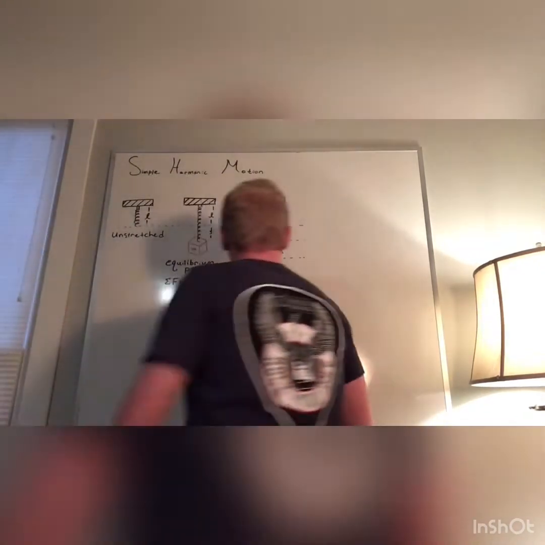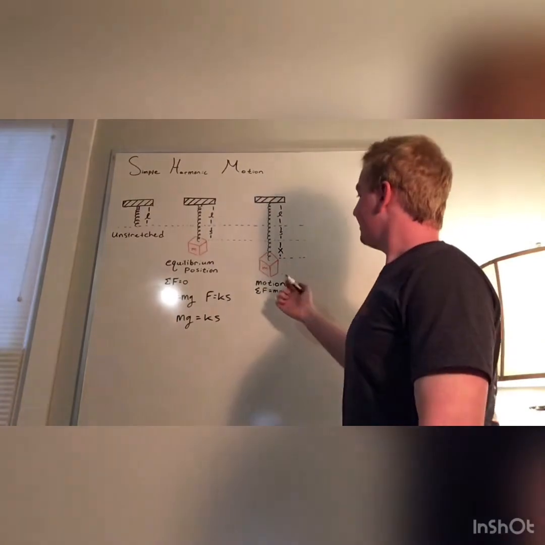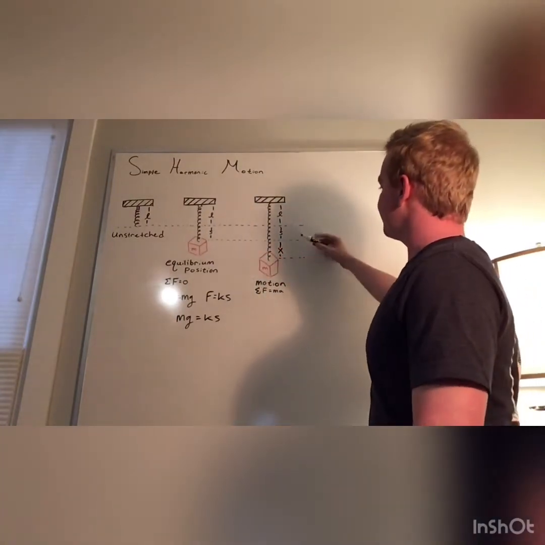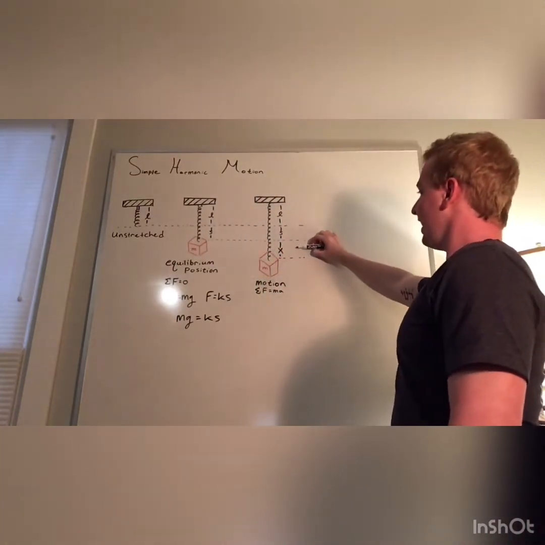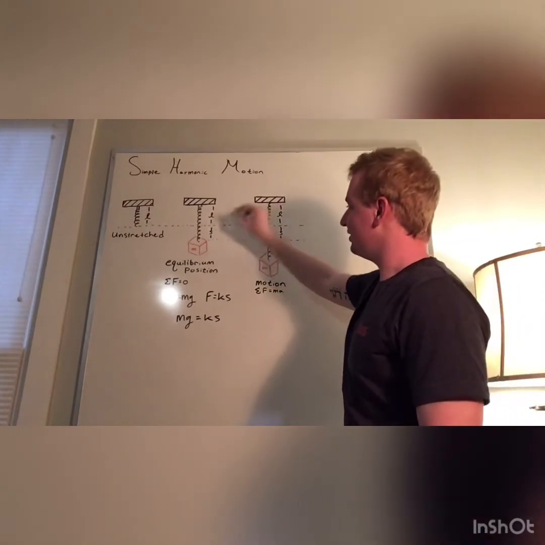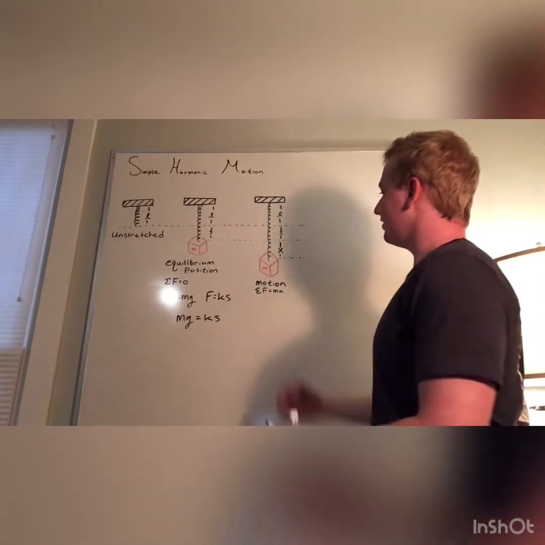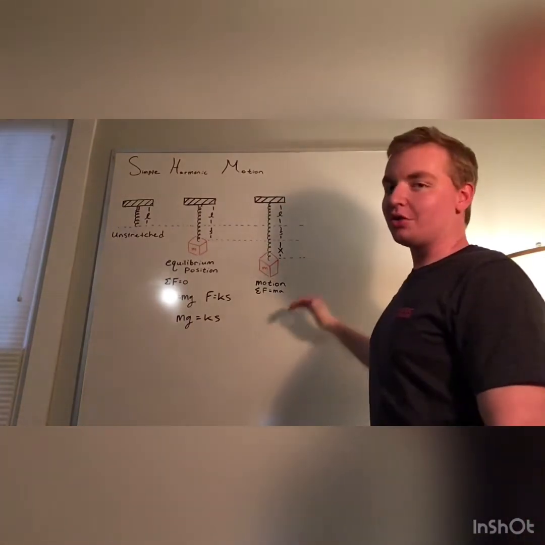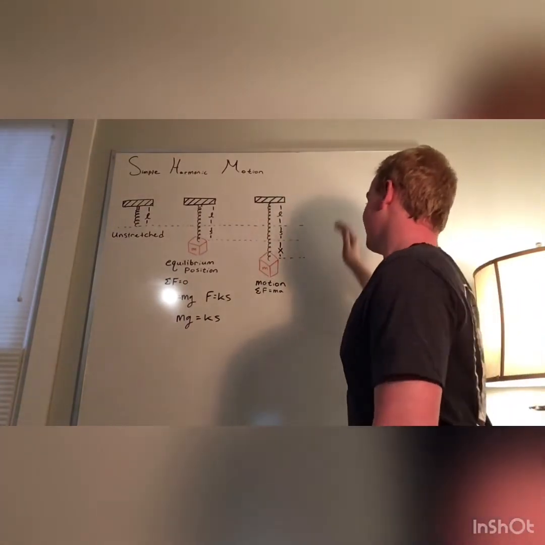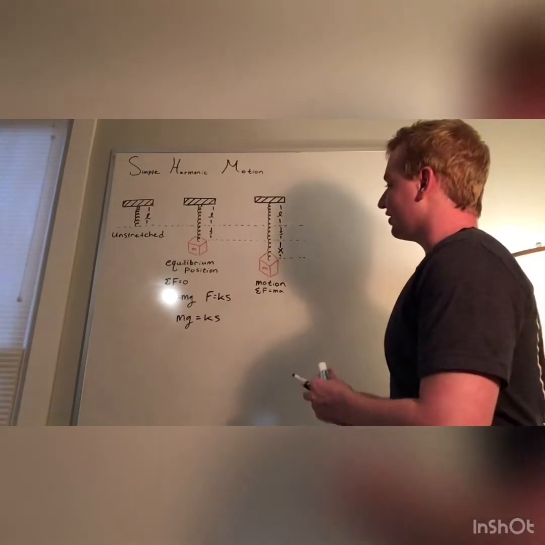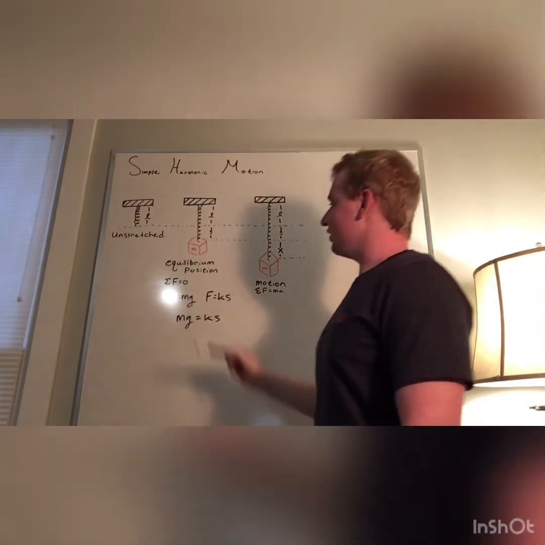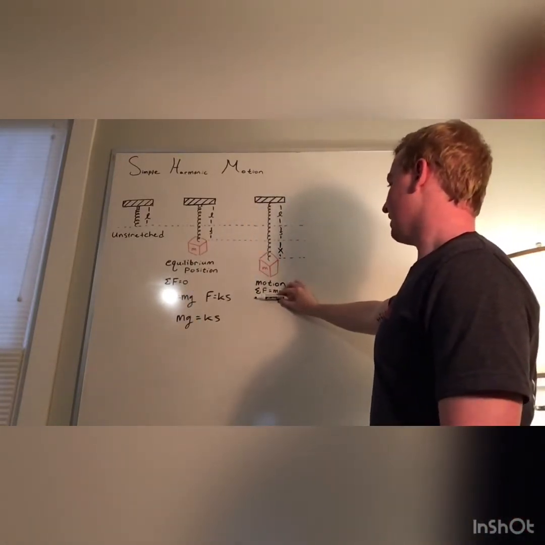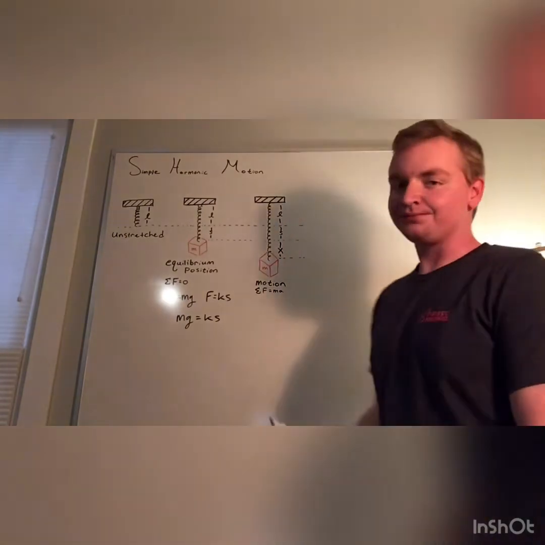Alright, for this third scenario, we have this mass that has been stretched a distance we're calling x past the equilibrium position. So when this mass is released, we're going to have some type of motion or oscillation that goes up and down. So no longer is the sum of the forces equal to 0, the sum of the forces is equal to mass times acceleration.